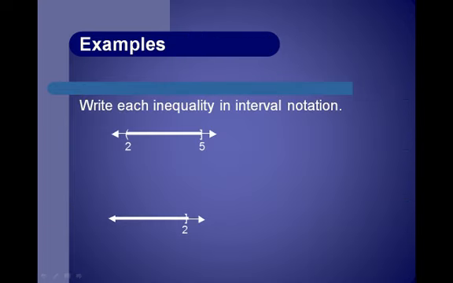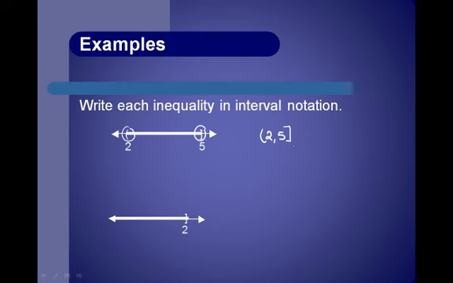Write each inequality in interval notation. So for this first example, we start our shading at 2 and we end at 5, so the interval would be from 2 to 5. Because it's a parenthesis or an open circle, we put the parenthesis at 2. Because it's a bracket or a closed circle, we put the bracket on 5.